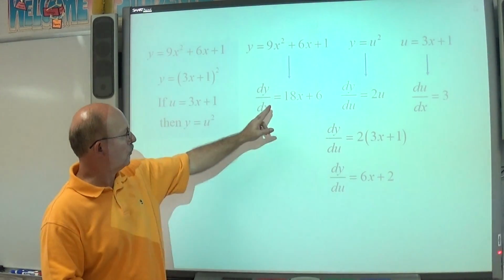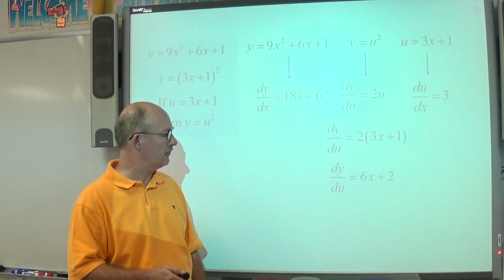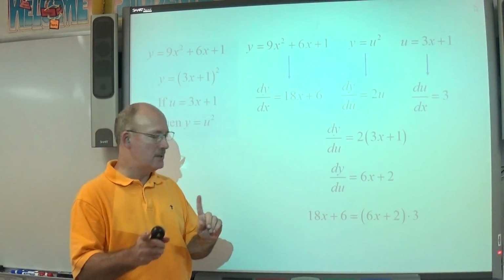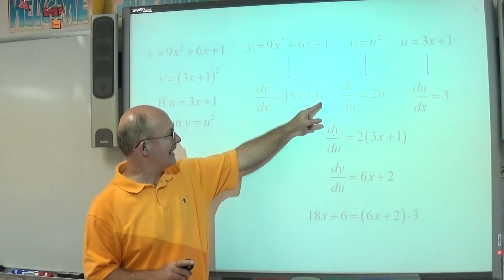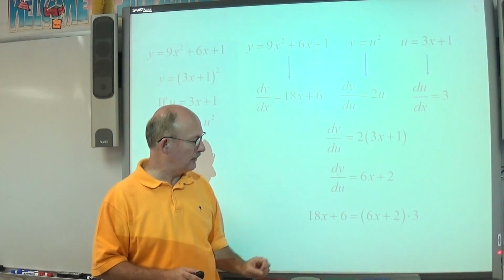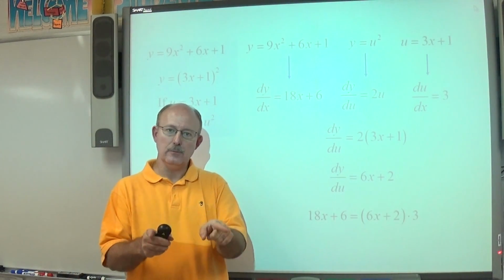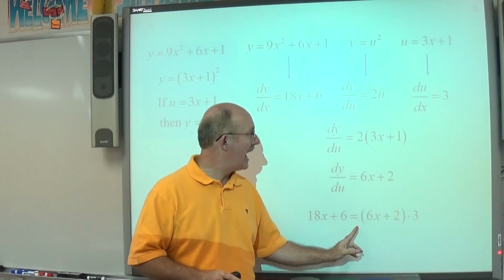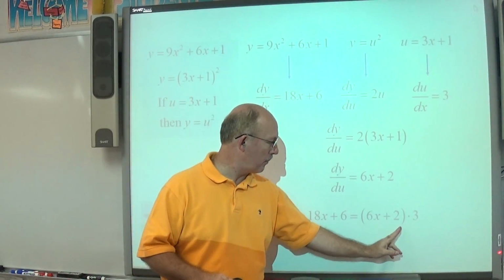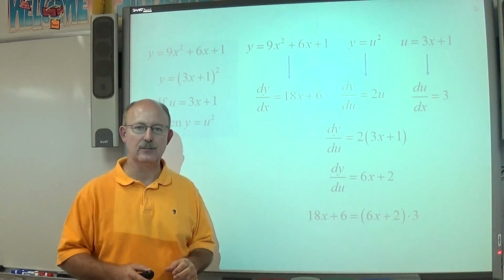Now notice, the derivative of the original function was 18x plus 6. Notice what happens. The derivative of the original function, 18x plus 6, is going to equal the derivative of the outside part of the function times the derivative of the inside part.